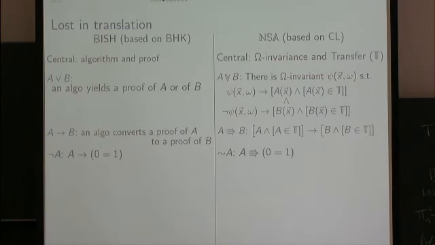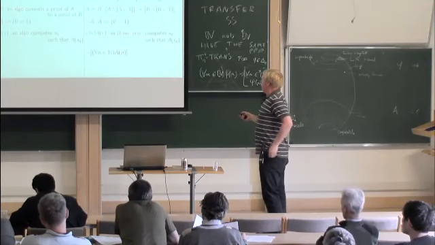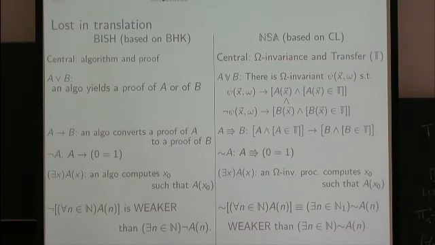Not A and hypernegation are defined as you would expect, and existence, of course, as you would expect: an algorithm computes a witness, an omega invariant function computes a witness. So if we look at the hypernegation of a universal formula, then there is a counterexample in n1. But this is much weaker than there is a finite counterexample, just as in intuitionistic logic.